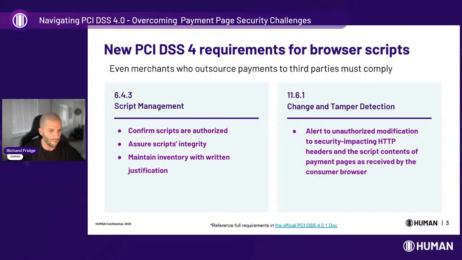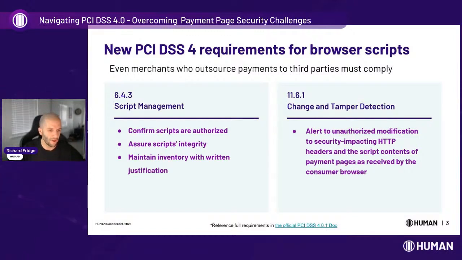I'm sure many of you are familiar with these, but just to recap, the two key requirements which come into effect on April 1st are 6.4.3 around script management and 11.6.1 around change and tamper detection. So 6.4.3 requires you to maintain an inventory with written justification of all of the scripts that are present on your payment page, whether that's first-party scripts or third-party scripts or nth-party scripts. Any script that loads on the client side in the consumer's browser on the payment page, you have to have an inventory of those scripts with a written justification as to why those scripts should be on the payment page.